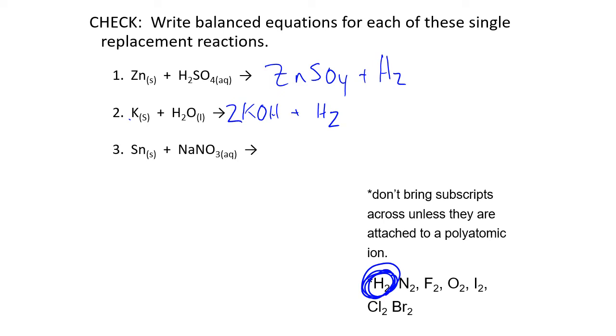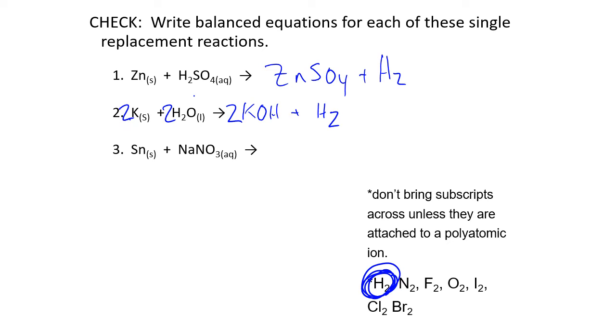Now we have two K's, so put a 2 there. And we look, can we simplify this? I'm going to write it neater. 2, 2, 2, 1, can't simplify, so that is the balanced equation. But again, the potassium is a positive and it replaces one of the hydrogens, which is also a positive. So you know it's single replacement.